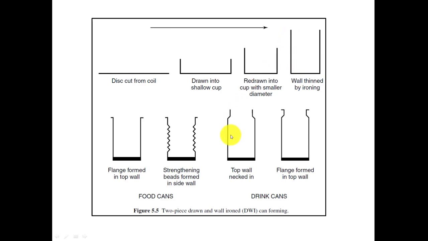Further, we have options. Either we wish to produce this drink can or we wish to produce this food can. In the case of the food can, you can see here that beading is carried out and no necking has been carried out. But in the case of drink cans, the necking on the top part has been carried out and then flanging has been carried out.